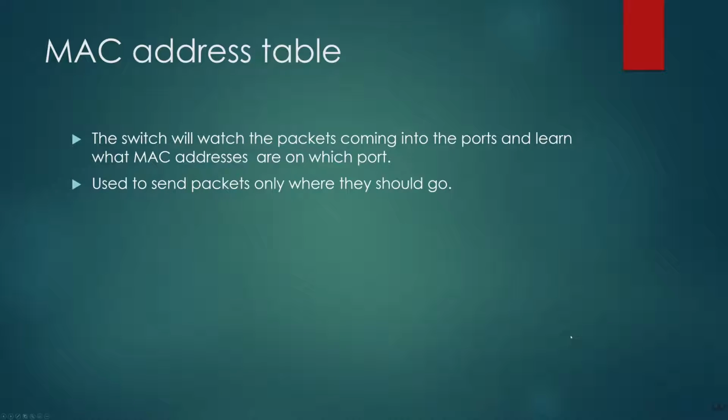So inside the switch, it keeps track of which MAC addresses are associated with which ports. So it just watches a port, looks at the source MAC address of each packet, and learns what MAC address is on that port. Using this, the switch will send packets out only where they should go.